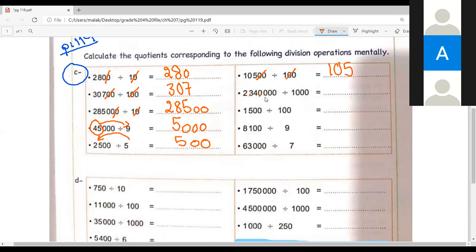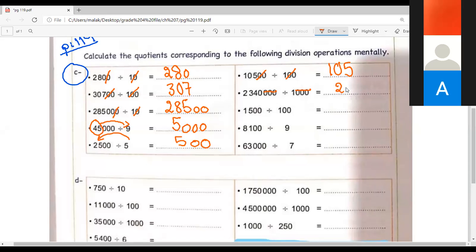Okay, 2,340,000 divided by 1,000, Rayan. How many zeros do we have to cross from each side? 3. Bravo, 3. So the answer will be 2,340. Excellent, Rayan. Thank you. Bravo. Zahra. Yalla, the third one, please.